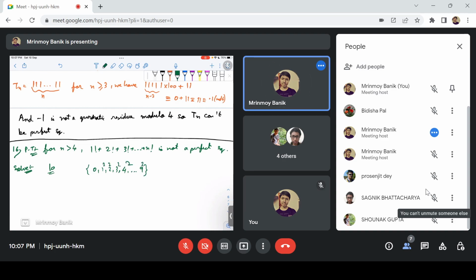So take squares. 0 is 0, 1 is 1, 2 is 4, 3 is 9, 4 is 6, 5 is 5, then 6 is 6, 7 is 9, 8 is 4 again, 9 is 1, and that's all. So we have 0, 1, 4, 5, 6, and 9. So these are the quadratic residues modulo 10.